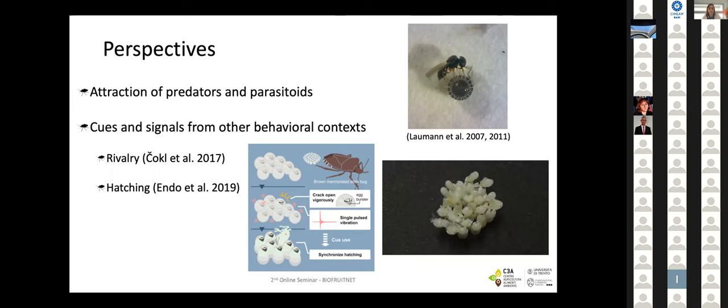But also vibrational cues and signals are important in other aspects of the life cycle of the species. So for example, in the synchronization of egg hatching, as you can see in the video, usually in the brown marmorated stink bugs, when the first nymph hatches from the cluster, all the others hatch almost at the same time. And this is possible just thanks to the vibration made incidentally by the first nymph that hatches from the egg. So this phenomenon has been described, but we don't know much about it, as well as the rivalry behavior between females, for example, or males on the plant. So there are other vibrational signals that can be used to implement what we already know.